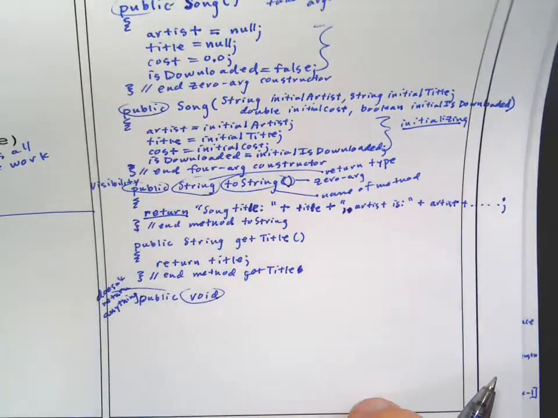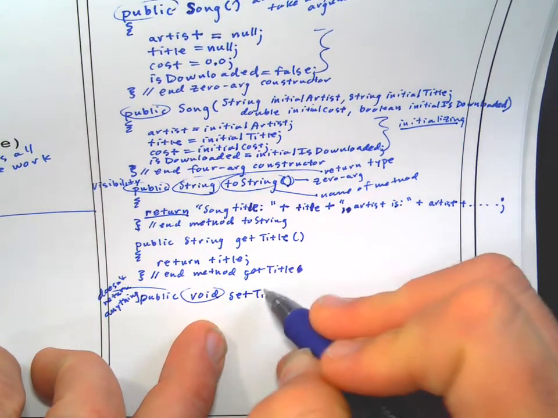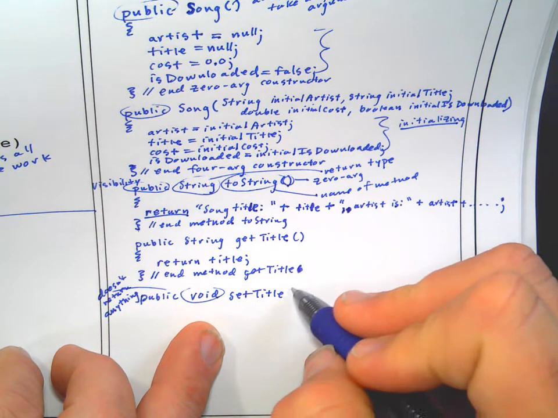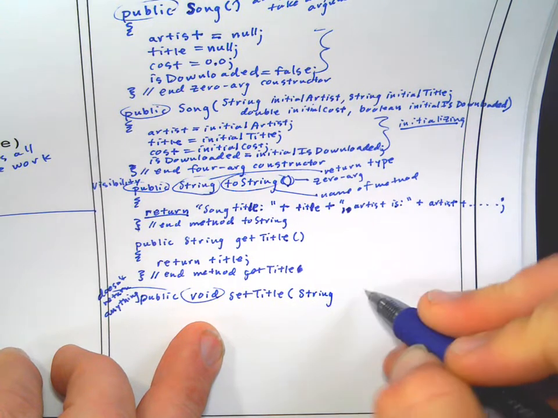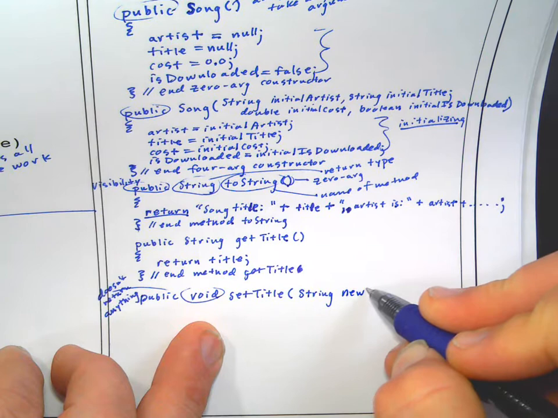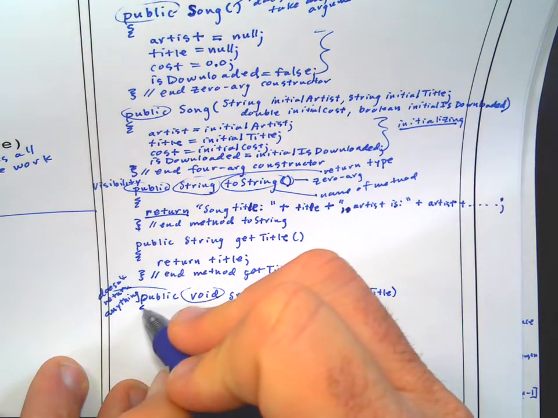Public void, and then we need to give it a title. And if you're setting the title, you give it a name. We can say set title. Now, these generally need an argument. So we expect a string from the user, and we need to give it a temporary name. I'm going to call it new title. Something different, something that also communicates well what it is.